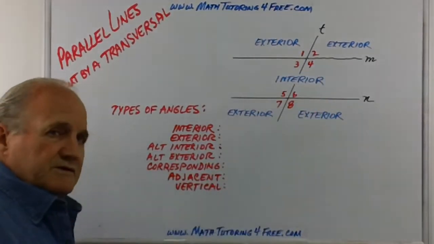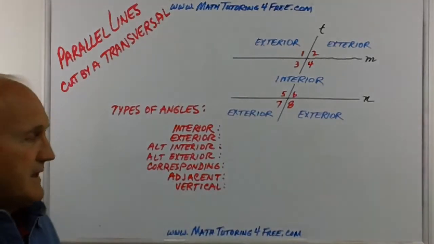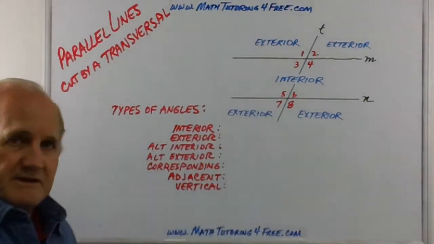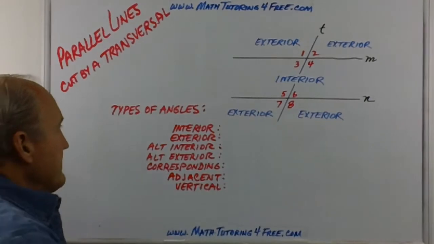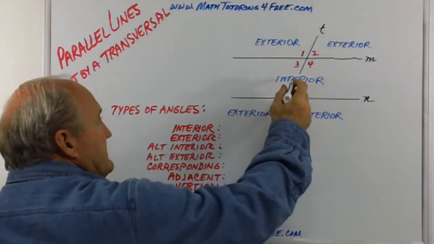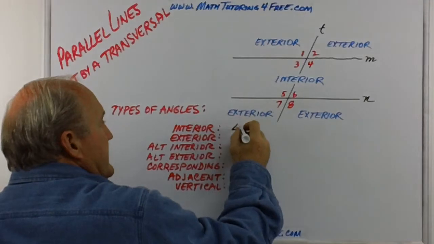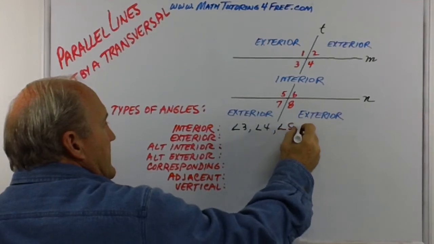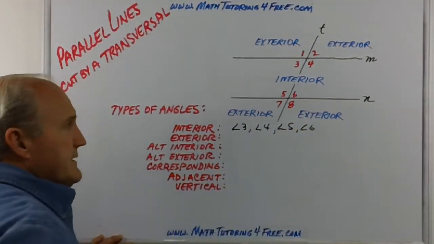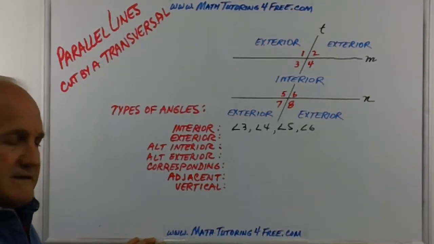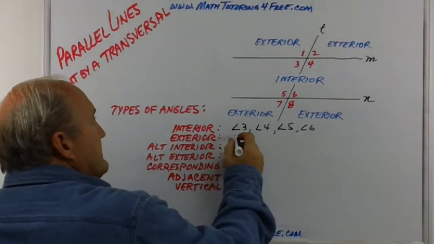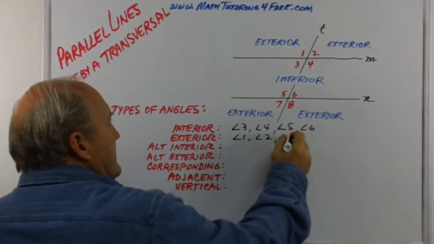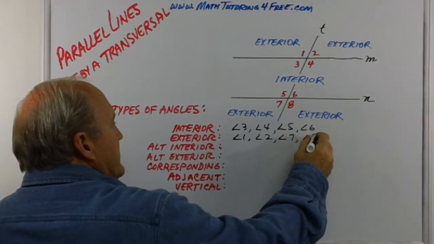area between the two lines is called the interior, and the area on the outside, below and above, is called the exterior. So when we talk about interior angles, looking at this we can see that angle 3, angle 4, angle 5, and angle 6 are the interior angles. What would be the exterior angles? Exterior would be angle 1, angle 2, angle 7, and angle 8.